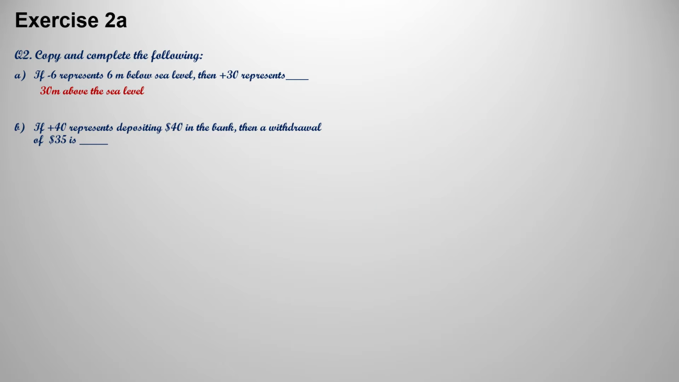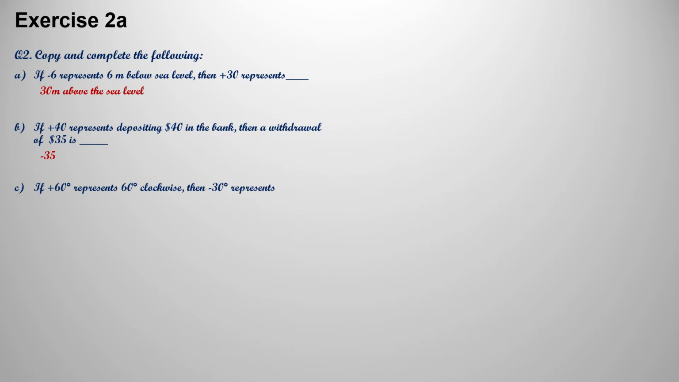Part B. If plus 40 represents depositing $40 in the bank, then a withdrawal of $35 is. Now, depositing is usually a credit terminology, and withdrawal is usually represented by a debit in your bank statement, but that's an advanced accounting concept. So, withdrawal means a negative sign. Depositing is moving in one direction, and withdrawal is moving in the opposite direction. So, how do we denote the opposite direction? We denote that by a negative number. We say it's minus 35.